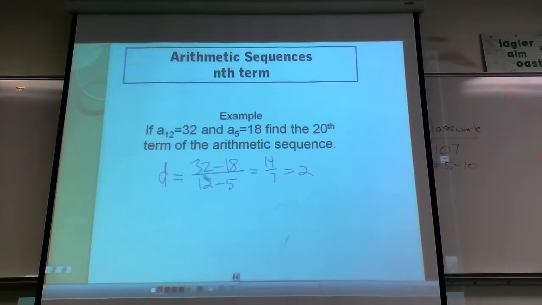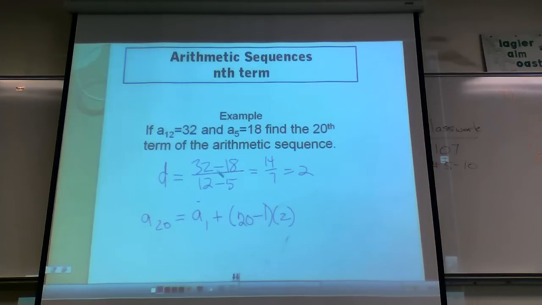If you go back and do this formula, guys, you have to realize you have to go back and find the first term.